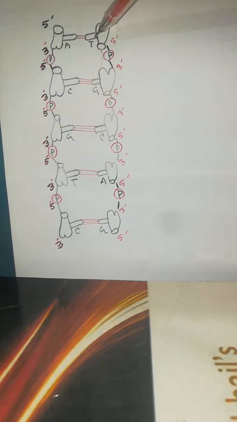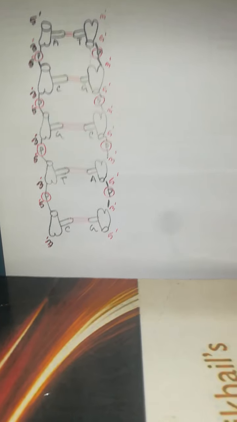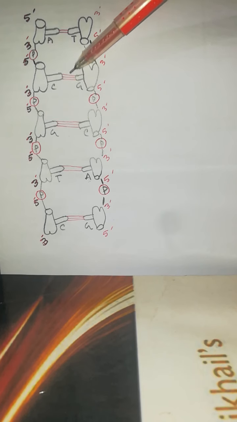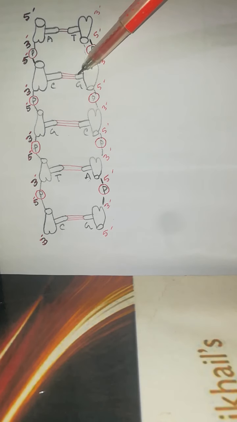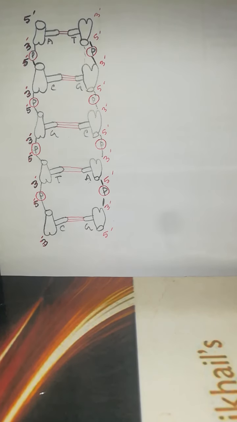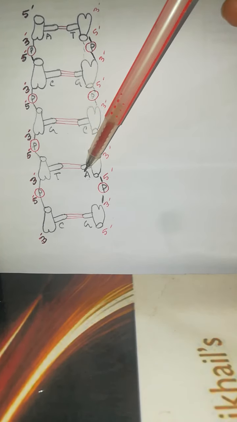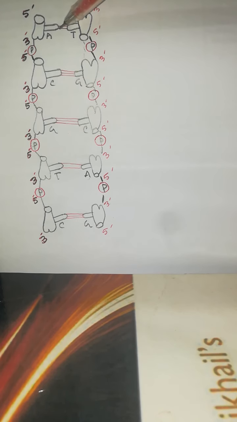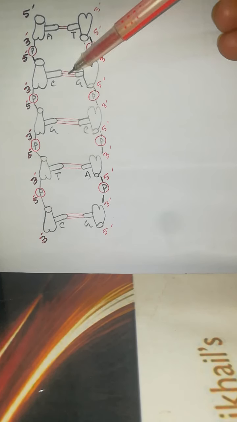We know adenine and thymine are bonded by two bonds, and cytosine and guanine by 3 bonds. These are hydrogen bonds: 2 hydrogen bonds for adenine and thymine, and 3 hydrogen bonds between cytosine and guanine. This hydrogen bond is a weak bond. If we want to separate this, it is very easy to separate this hydrogen bond.